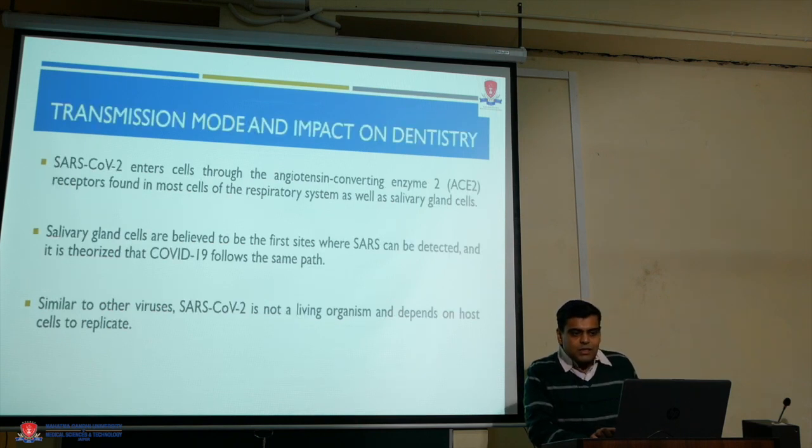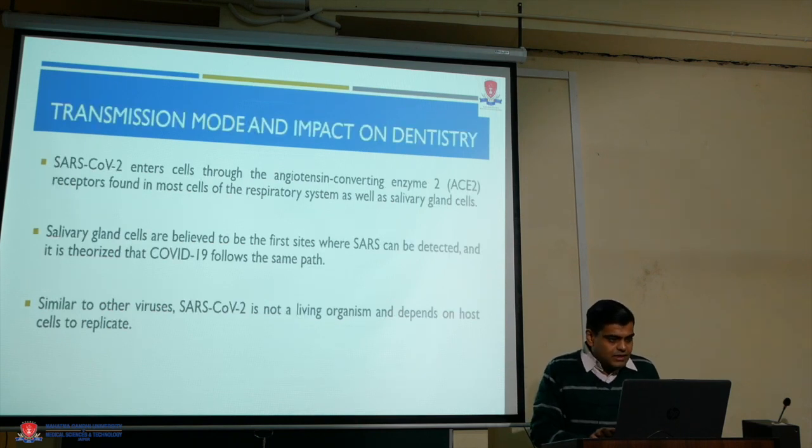Now coming to the transmission mode and the impact on dentistry. SARS-CoV-2 enters cells through the angiotensin converting enzyme 2, that is the ACE2 receptor, found in most cells of the respiratory system as well as the salivary gland cells. Salivary gland cells are believed to be the first site where SARS can be detected, and it is theorized that COVID-19 follows the same path.